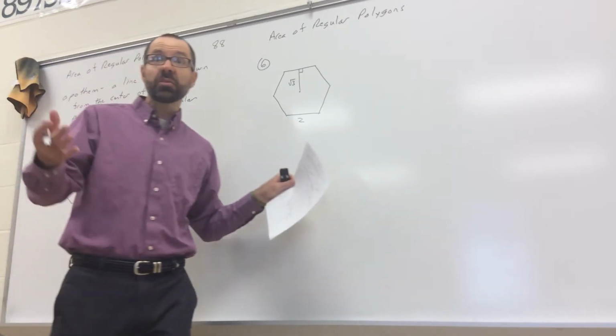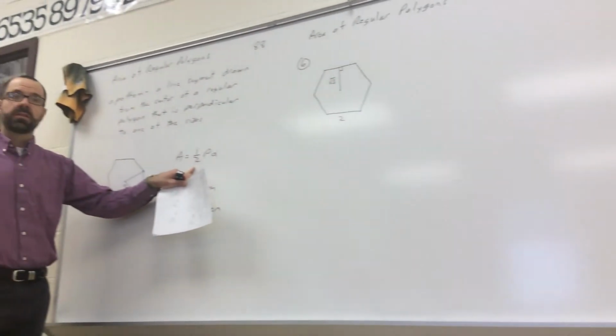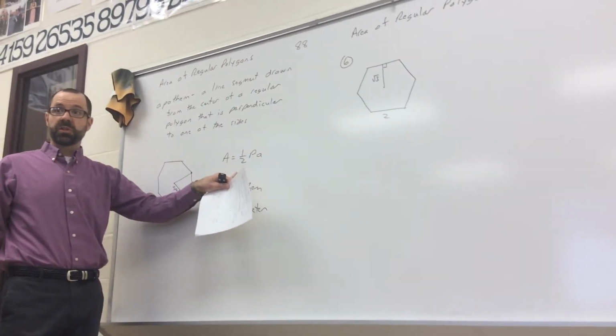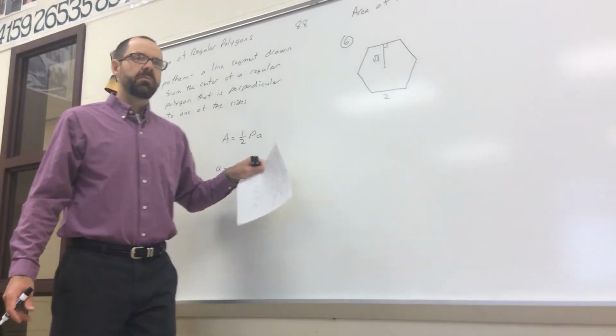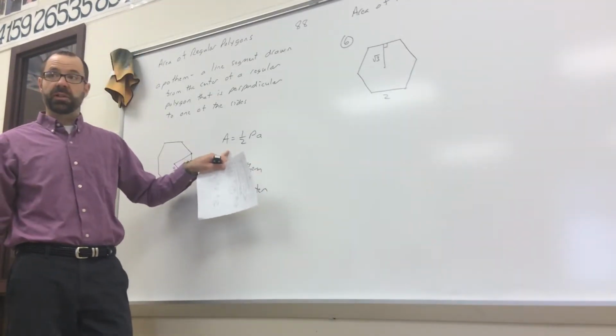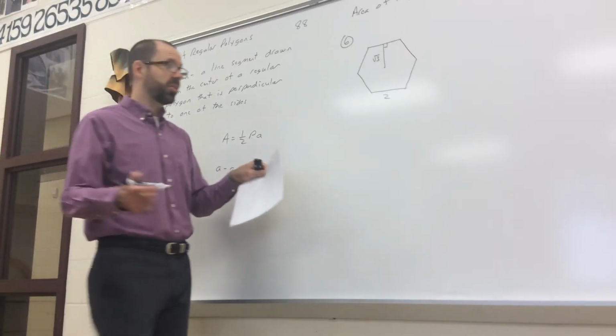Since it's a regular polygon, we can use this new formula that we learned. This is the formula just for the area of regular polygons. But before we can use this formula, we need to figure out the perimeter. So that's what we're going to start out with.